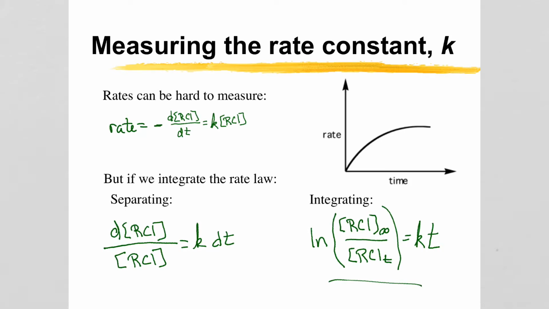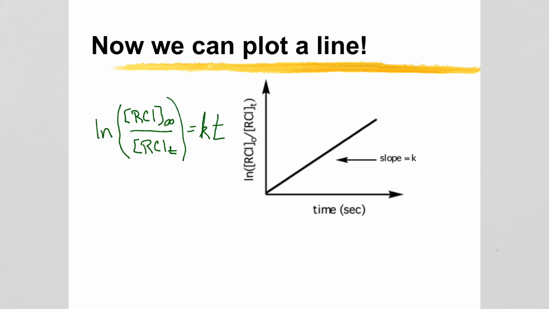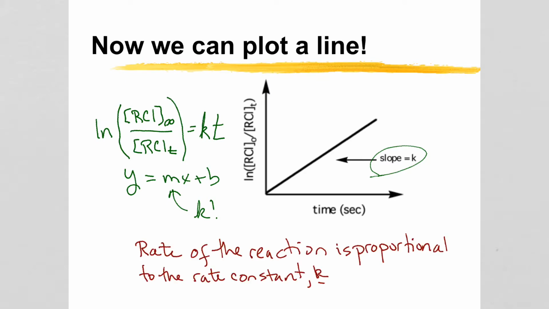Yay! Why is this a yay? Because now we can plot a line. And you know that we all love anything where we can make a straight line, where y is equal to mx plus b. And the slope of this line, as it's pointed out over here, is equal to k. So awesome, because the rate of the reaction is proportional to the rate constant k. And that just means bigger rate constant, faster rate.